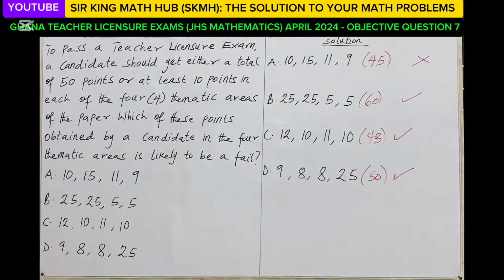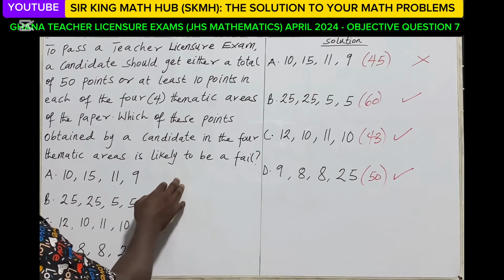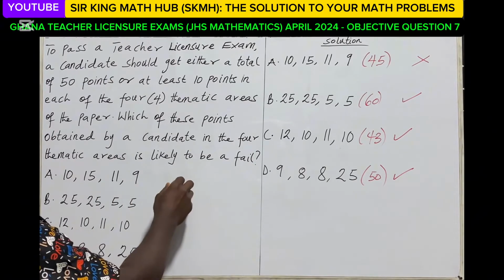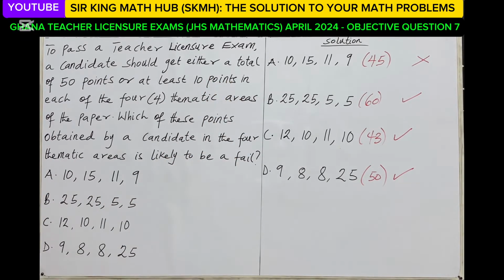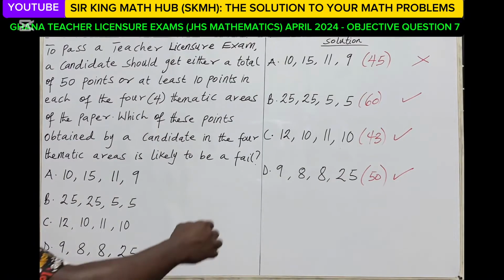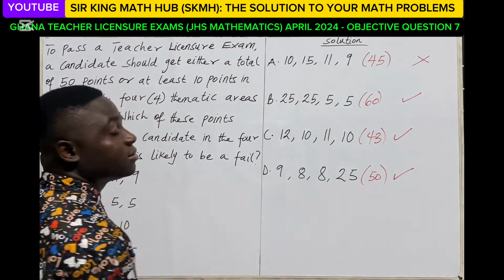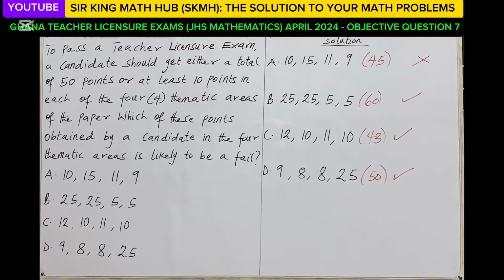So with this, we are looking for a fail from the 4 alternatives given. We are looking for a candidate that will fail the licensure exam. And from the alternatives, it is only the first candidate who will not pass the exams. So the right answer is option A.